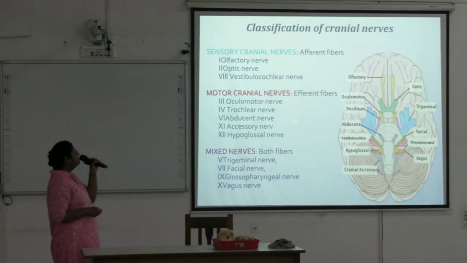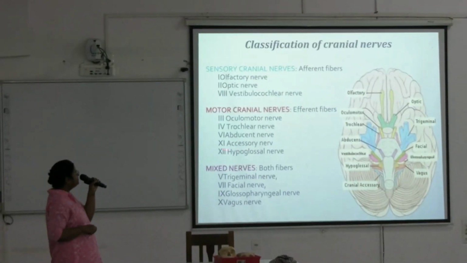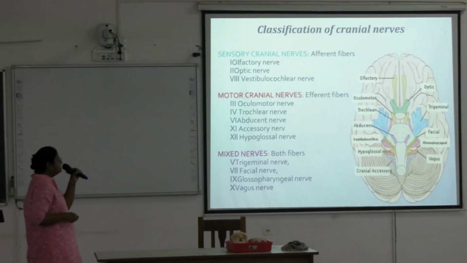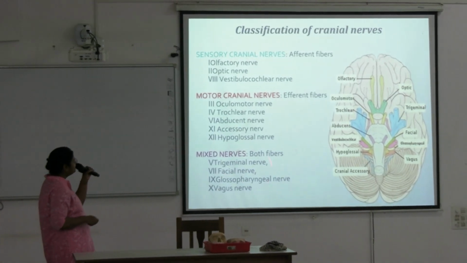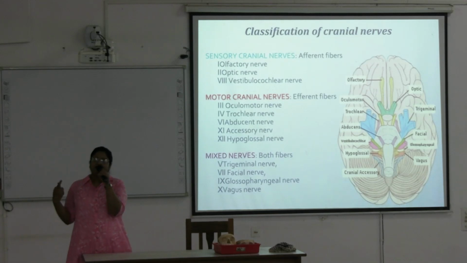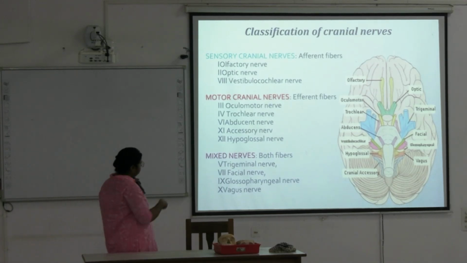Oculomotor, trochlear, abducent, accessory or spinal accessory, the 11th cranial nerve, and hypoglossal nerve. And the mixed cranial nerves are the rest: trigeminal nerve, facial nerve, glossopharyngeal and vagus. These are mixed nerves. This chart is very important for your vivas and MCQs like this.